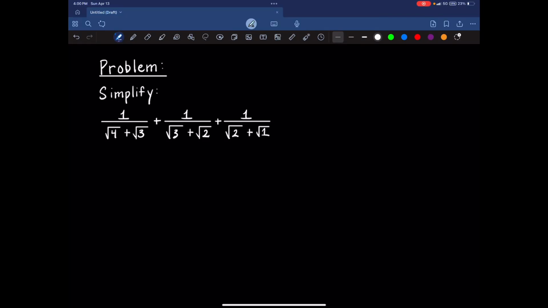Today I have a really cool radical expression that we're going to simplify, and at first glance it might look like a mess of square roots, but watch how we're going to clean it up with one clever trick.